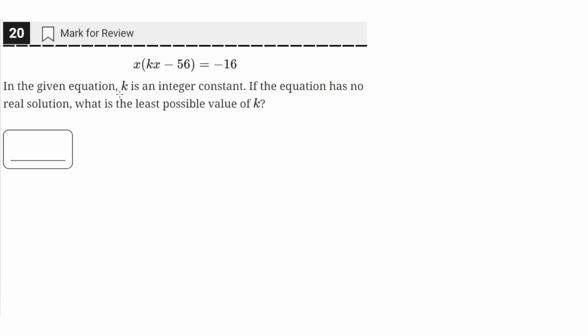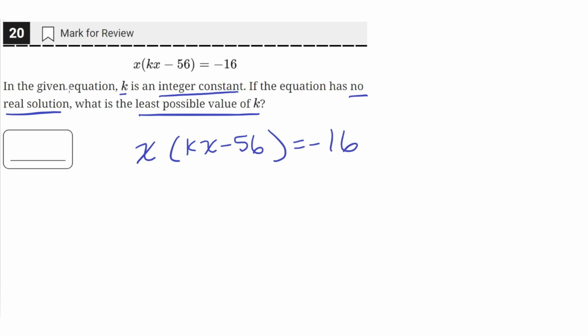In the given equation, k is an integer constant. If the equation has no real solution, what is the least possible value of k? Okay, so we have this equation here, x times (kx minus 56) equals negative 16. We have to find a value of k so that this equation has no real solution. Okay, so let's first distribute out this x. So we'll get kx squared minus 56x. And let's move this negative 16 to the other side. So we'll add 16 to both sides, and then negative 16 plus 16 is just 0.